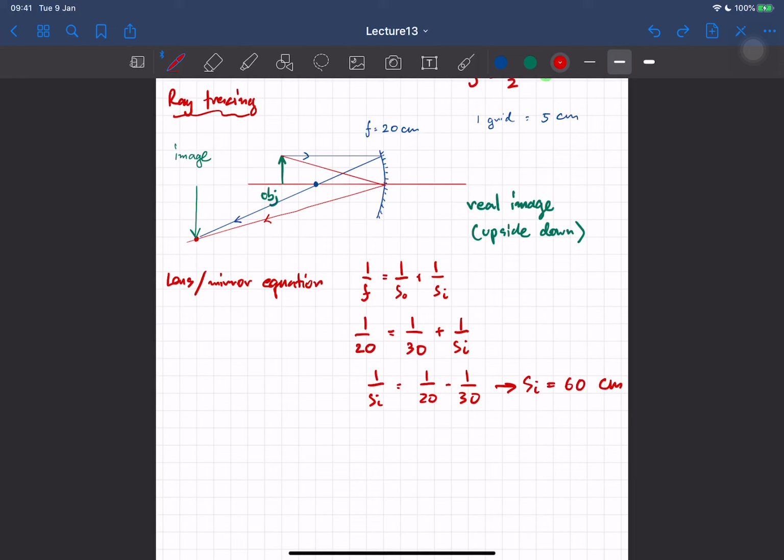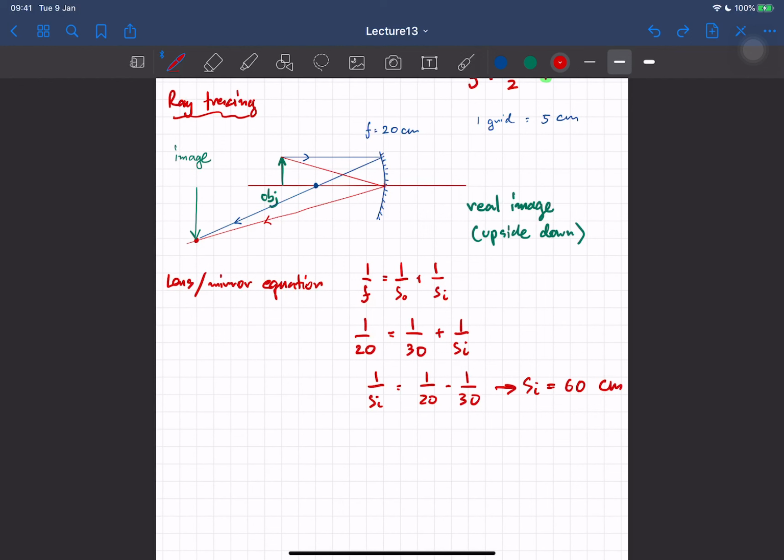But in this case, because it's a mirror, the real image appears on the same side as the object, whereas for the converging lens, the image is on the other side, right? Which again, I think it makes a lot of sense this way. You cannot go into the back of the mirror, right? The light cannot enter the back of the mirror.